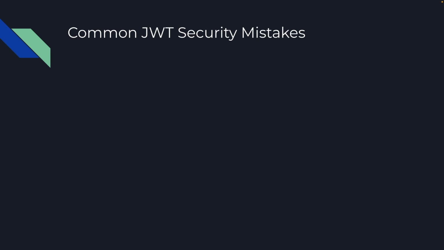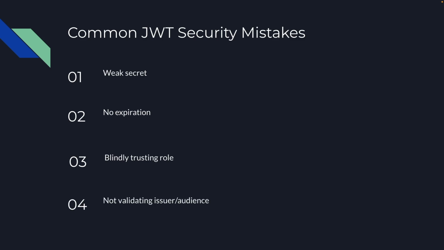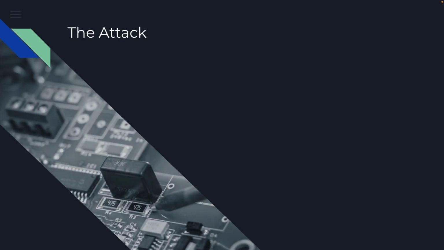So now, common JSON Web Token security mistakes. Basically, using a weak secret like secret123, as we saw in the demo, that's not very secure. The other thing is we don't add expiration. We need to add that to secure our token. And then basically trusting the role inside the token without verifying permission. That's a really bad practice when it comes to security, right? And the last one, not validating who issued the token, right? We need to verify that.